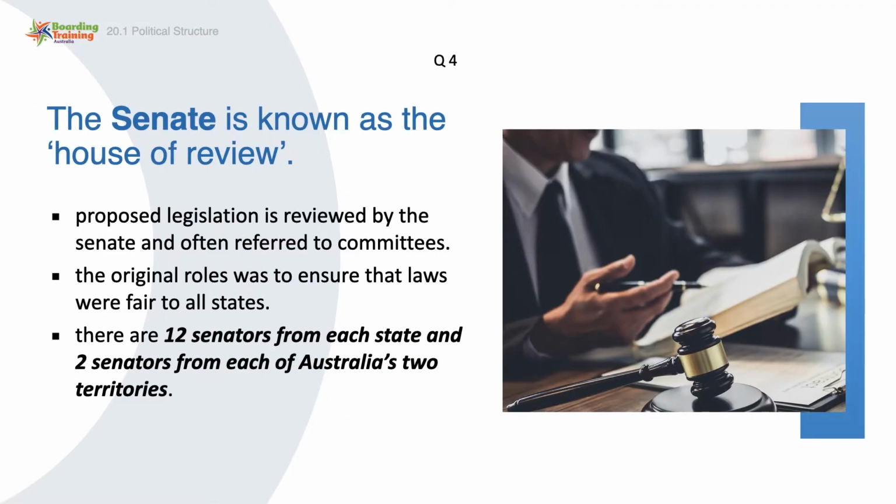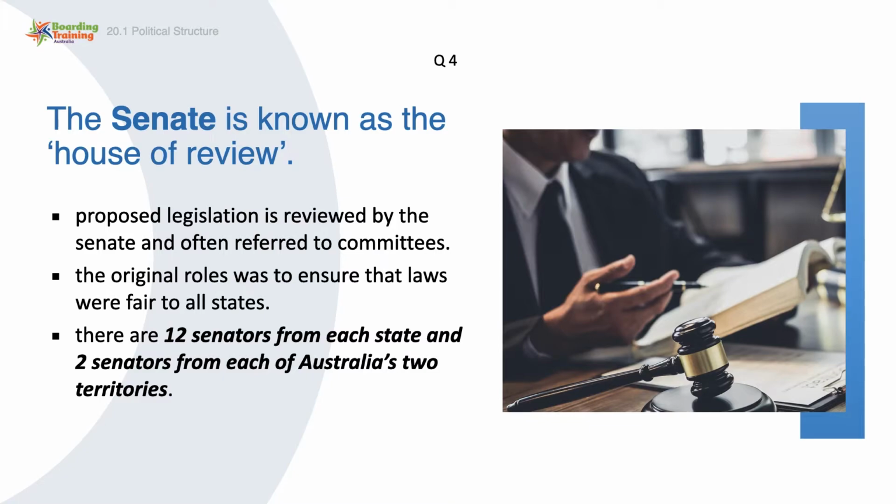The Senate is known as a House of Review. So proposed legislation is reviewed by the Senate and often referred on to committees. The original role was to ensure that laws were fair to all states. There's 12 senators from each state and 2 senators from each of the 2 territories, ACT and the Northern Territory.